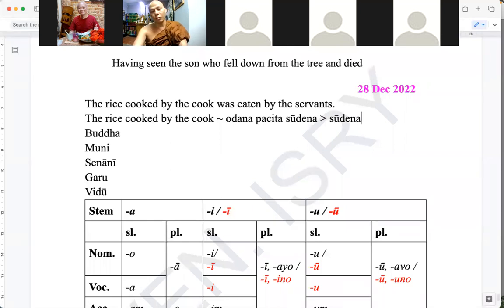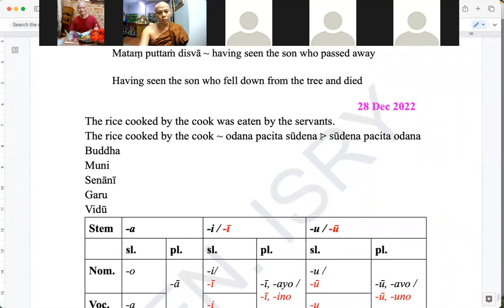As a phrase, sudena pacita odana, without case ending yet, because we have not analyzed which function. The phrase "the rice cooked by the cook" should be the subject, so odana will be in the nominative case. Modifying odana, pacita will also be in the nominative case. So sudena, pacito odano.